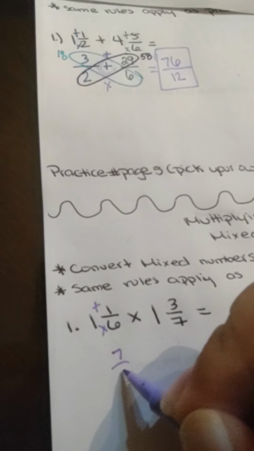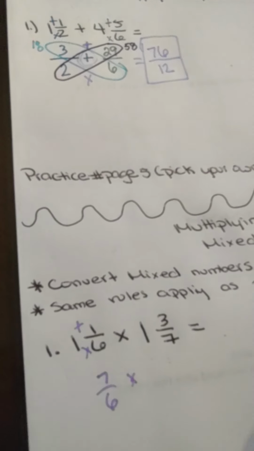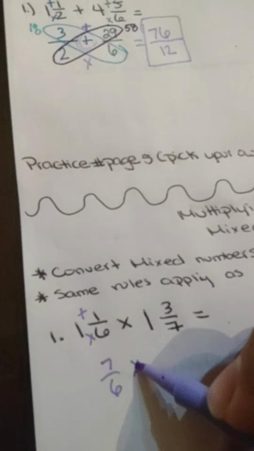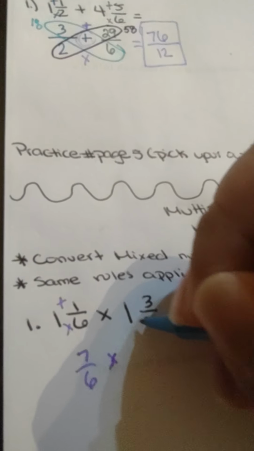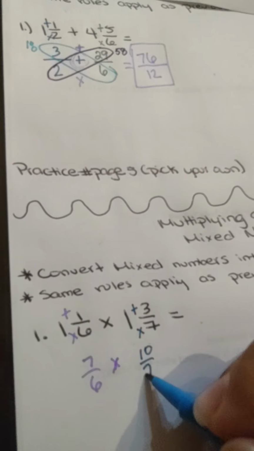First, I'm going to go ahead and multiply 1 times 6, and then add that 1. So 6 times 1 is 6, plus 1 is 7. Keep the denominator, that doesn't change. Bring out the operation, I'm multiplying. And I'm going to look at the second factor here. These are called factors because I'm multiplying them. 7 times 1 is 7, plus 3 is 10 over 7.